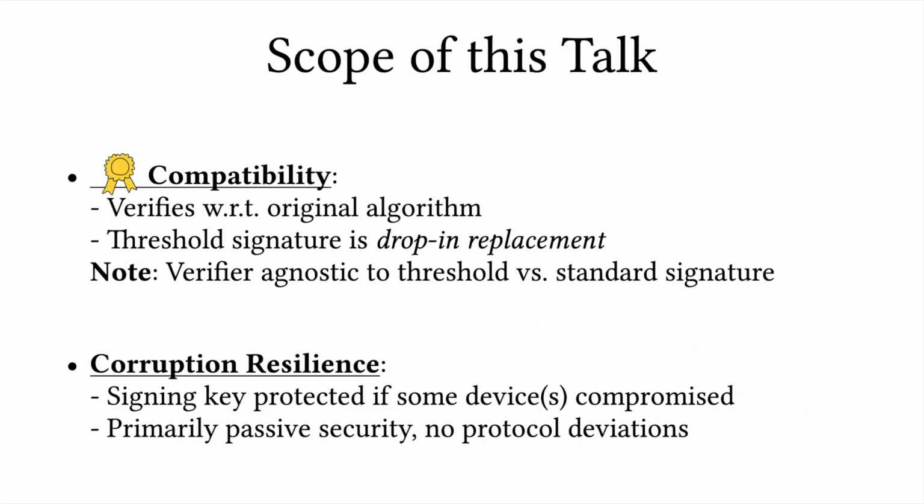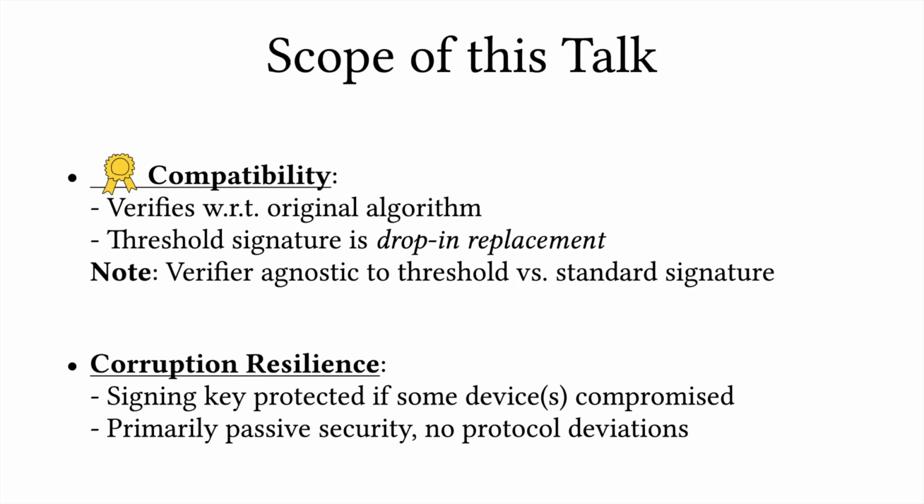I want to make clear that the scope of this talk is specifically MPC protocols that compute signatures that verify with the original algorithm. So I'm not looking at settings where the verifier has changed. I'm not going to talk about, for example, aggregate signatures or multi-signatures that have concatenations of the original signature. The litmus test basically is if the verifier can't tell whether the signature has been produced by the threshold scheme or the single-party original signing algorithm, then that fits in the scope of this talk.